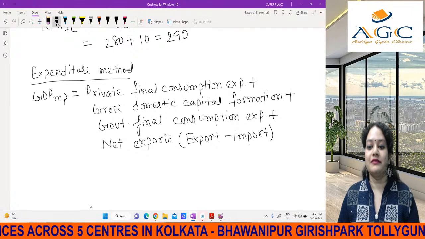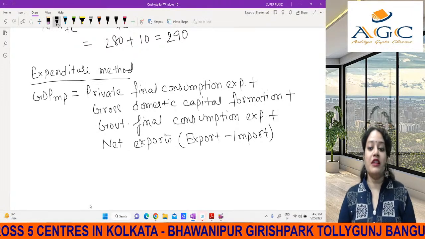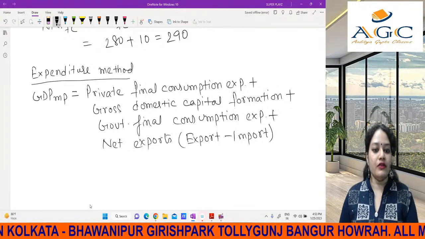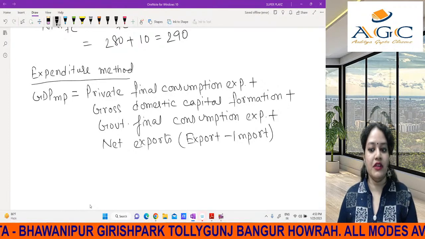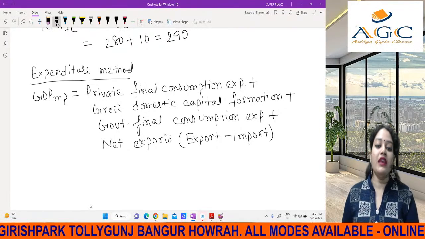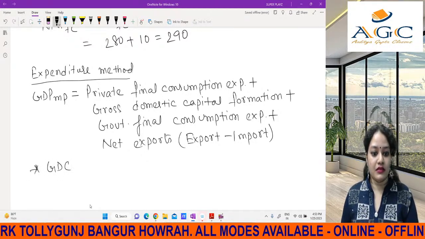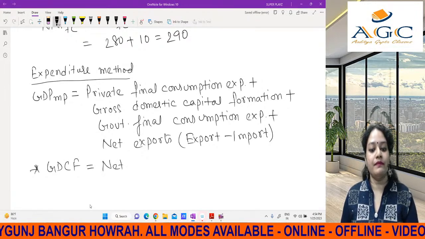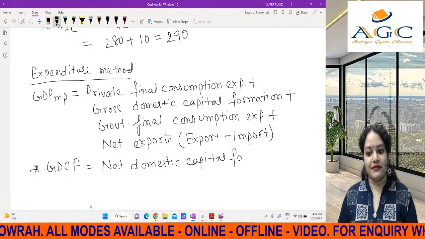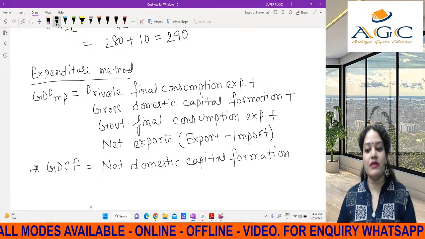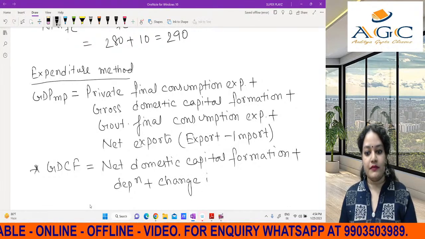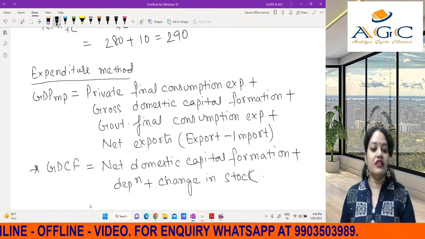Now see, if you're given net exports directly, well and good, but if you're not given net exports directly, you will be given your export and your import and you have to deduct that, right? Now, all the other values, as in private final consumption expenditure, government final consumption expenditure, these two are given to you as a whole. It might be so that your gross domestic capital formation is not given to you in the table. If gross domestic capital formation is not given, then what are the things you might be given? Net domestic capital formation, right? You have to look for your values of net domestic capital formation and depreciation and change in stock. This is how you will get to your gross domestic capital formation.